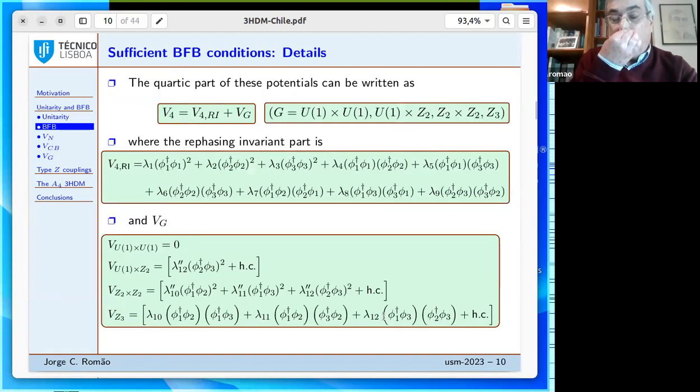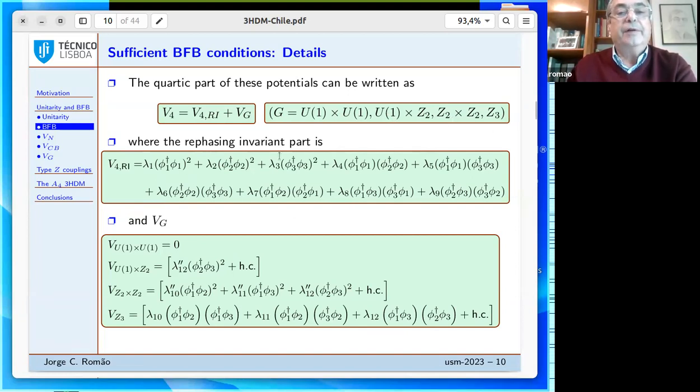Now, how can you get sufficient conditions? That's much easier than necessary and sufficient conditions, and I'll explain the idea. You want to look at the quartic part of the potential, which I write as a rephasing invariant part plus some part which belongs to the group. We are considering four different cases: U1 cross U1, U1 cross Z2, Z2 cross Z2, and Z3. As I told you before, for two of these cases the necessary and sufficient conditions are known, not for the others.